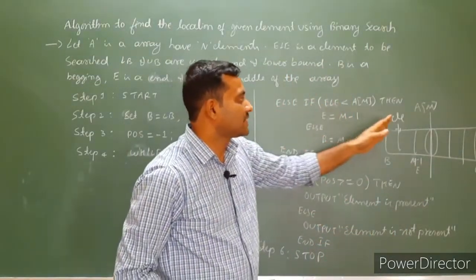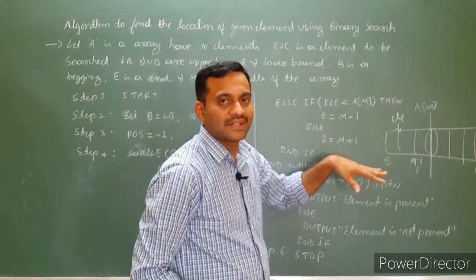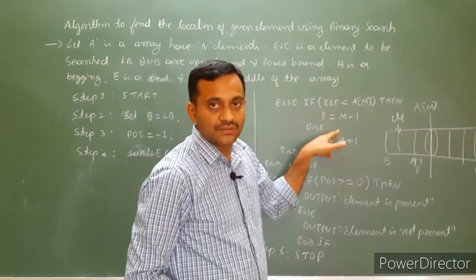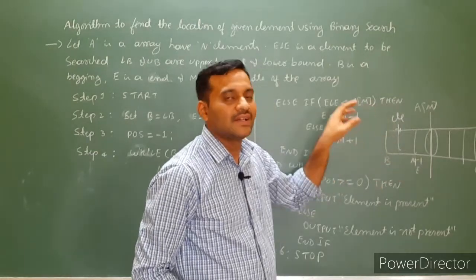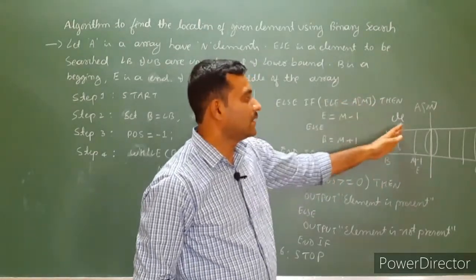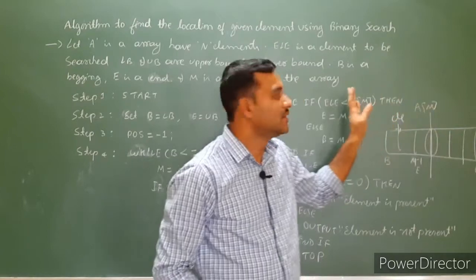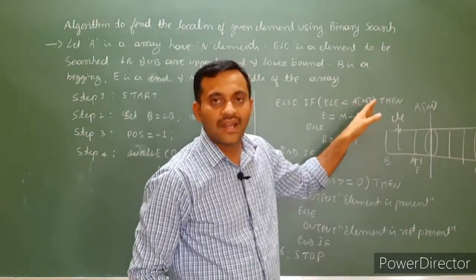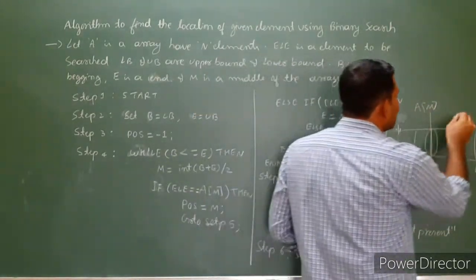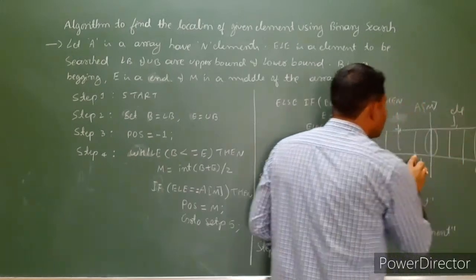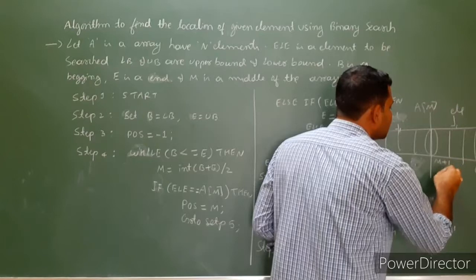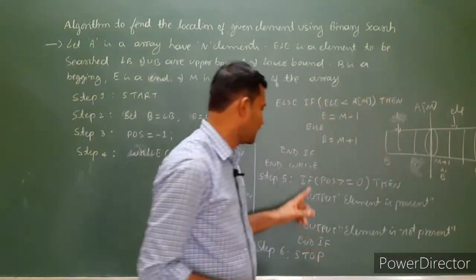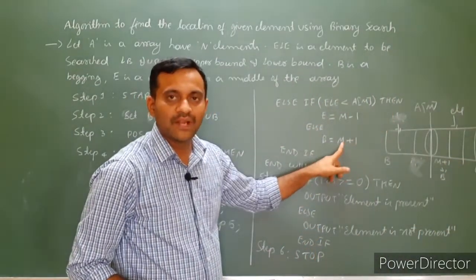If the element is present in the second half, then the condition element is less than a of m returns false. Then the element belongs to the second half, so element is greater than a of m. If the element is here, then we have to modify the beginning. How to modify? That is m plus 1. This is the beginning, middle element plus 1.